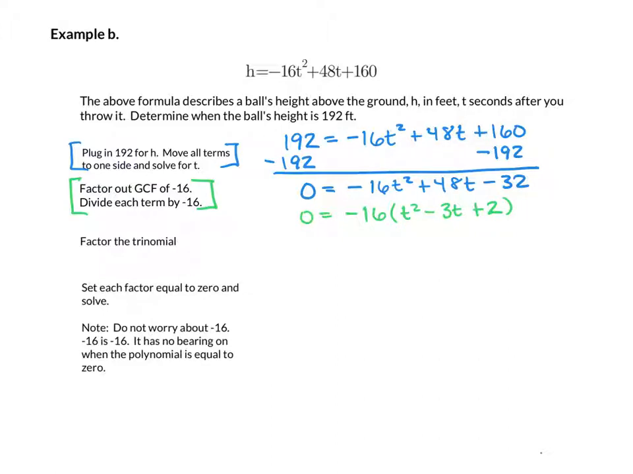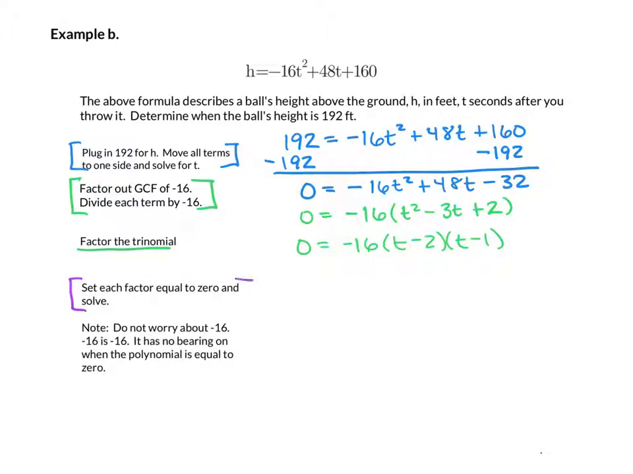We can factor the trinomial again. We should get t and t, and we do have same signs. Both are going to be negative. Only things that multiply to 2 is 1 and 2. So we get negative 16 times t minus 2 times t minus 1.